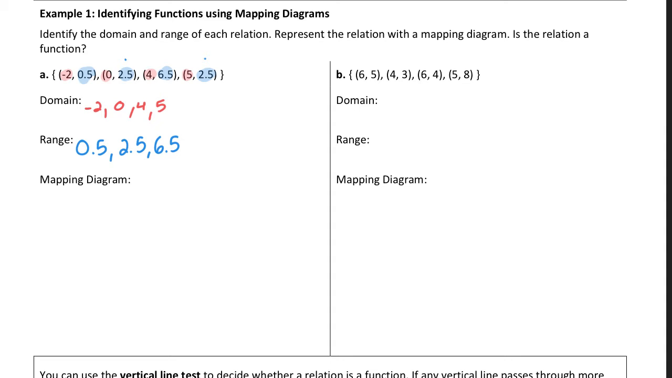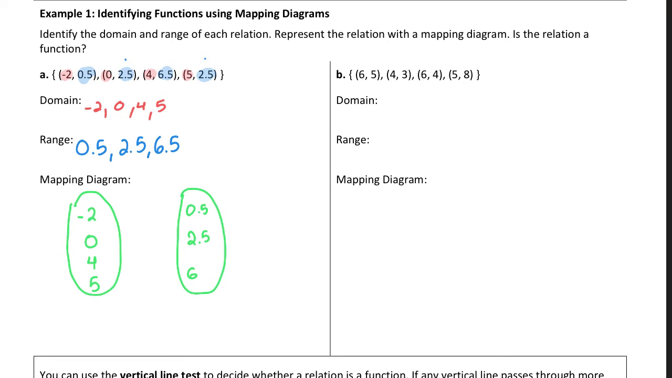So to represent this using a mapping diagram, on the left will be my x values, my inputs. On the right will be my y values, my outputs. So on the left-hand side, I'm going to have the numbers -2, 0, 4, and 5. On the right-hand side, I'm going to have 0.5, 2.5, and 6.5. And to draw a mapping diagram, each input maps to its output.